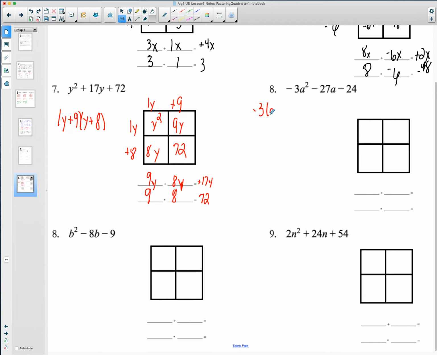And once I do that, that's going to leave me a positive a squared. And then it's going to leave me a positive 9a. And then it's going to leave me a positive 8. And now notice that not only does this simplify things, because now everything is positive, but I get to a factor of 8, which has many less choices than factors of 24. So let's put our a squared in here.